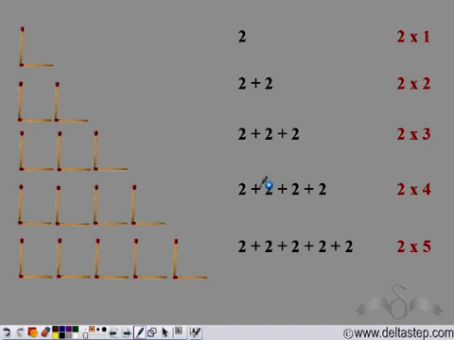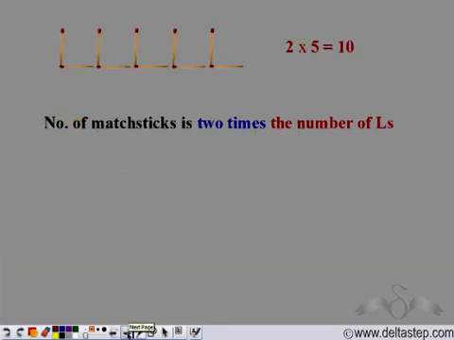So this is 2 added 1 time, 2 into 1. 2 added 2 times is the same as 2 into 2. 2 added 3 times is the same as 2 into 3. And similarly, 2 added 5 times is the same as 2 into 5. So yes, we do observe a pattern here. And what is that pattern? The number of matchsticks required is 2 times the number of L's.